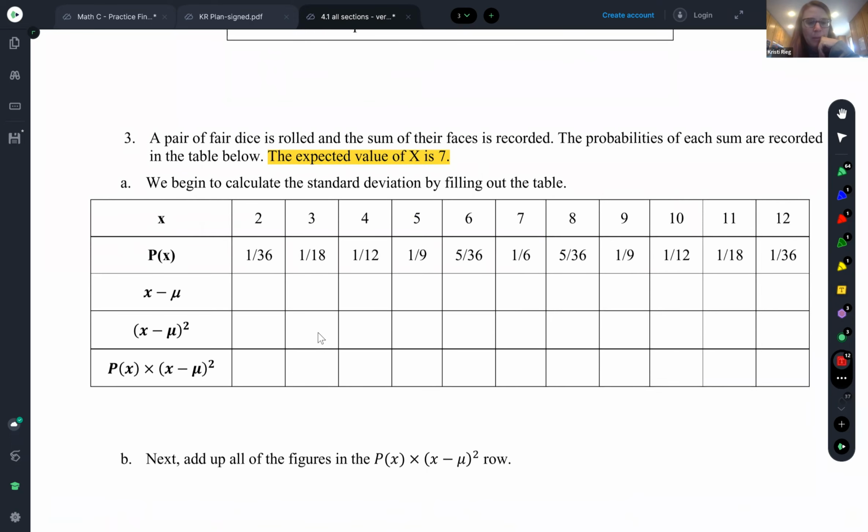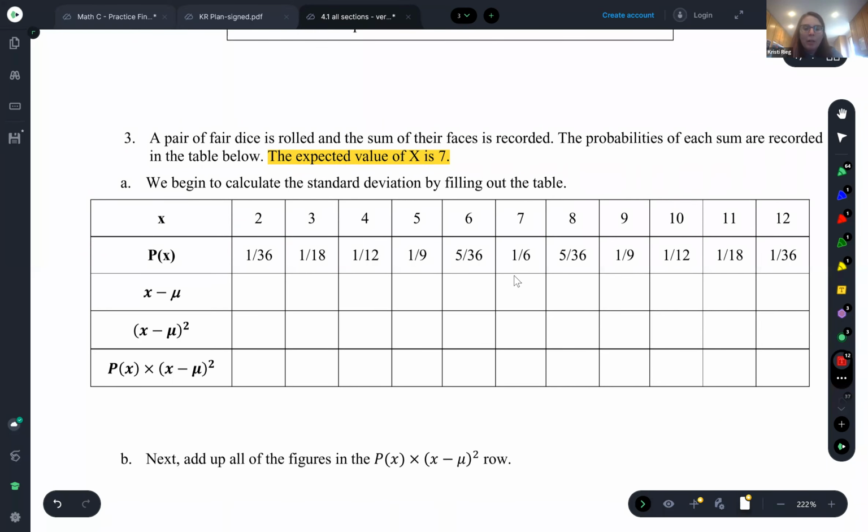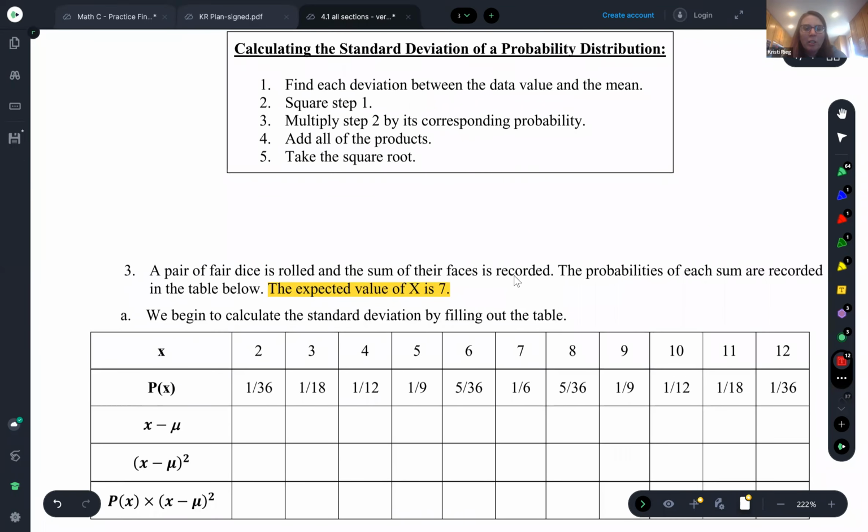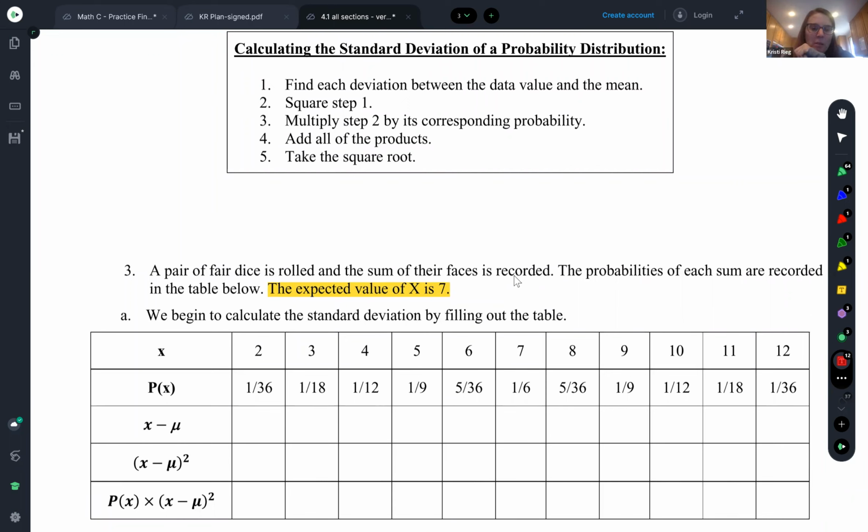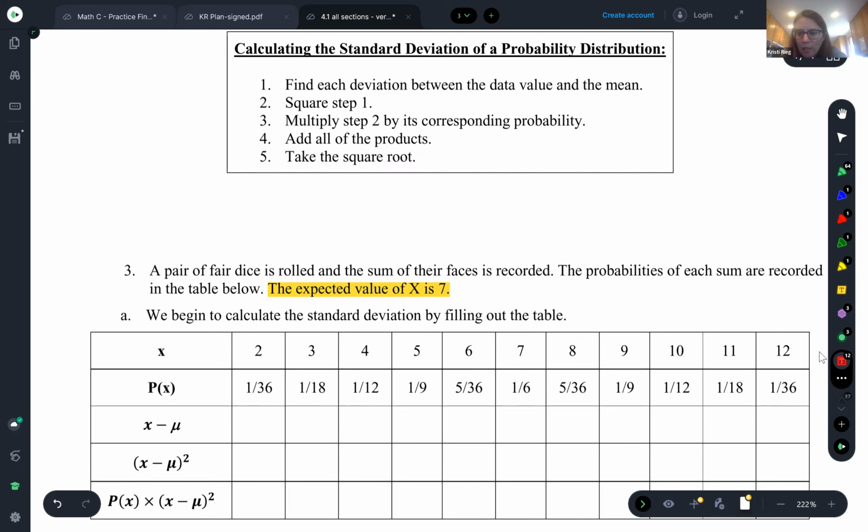Now, what we want to do is calculate this table. Oh, I scrolled past the instructions. So here are the instructions. We want to find the deviation, the difference between the data value and the mean. We know the mean is 7, so we're going to do that first, just that one step. This first one is 2 minus 7, which is -5. X is 2, that's what it says on the top. 7 is our mean that we calculated earlier, and I also highlighted it right here.